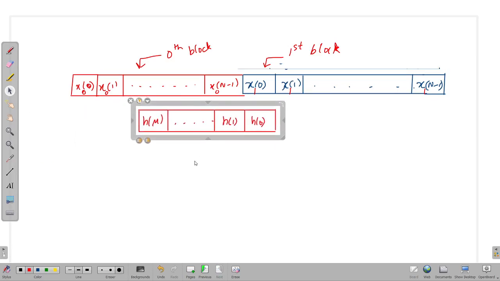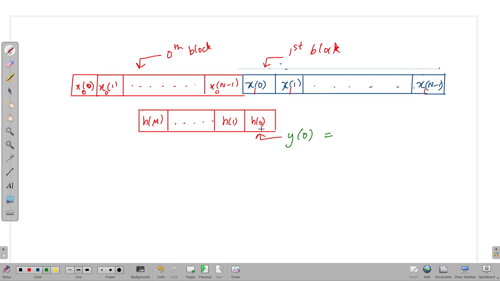Now I'm trying to sample this first block. What is the signal that I get here? The signal that I get here is y of 0. So I expect it to be y of 0.